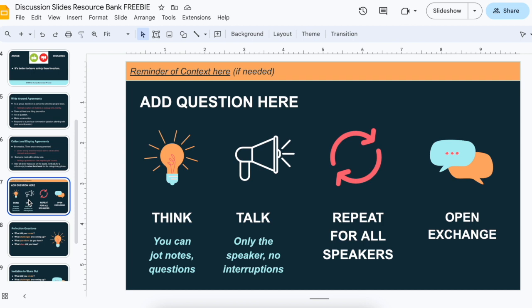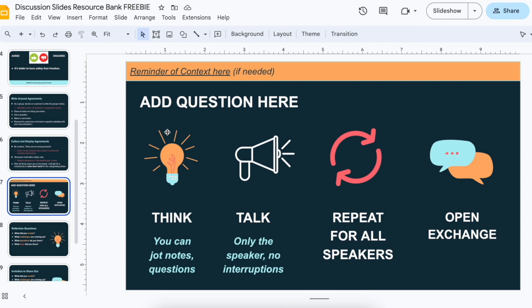More ideas. You can add a question and do think, talk, open exchange. This is a thinking routine from Rhonda Bondi. I've attended her PD and it's great. I like this slide because it really breaks it down with 4 visuals and 4 steps. People think, so you have that time without people talking at you.